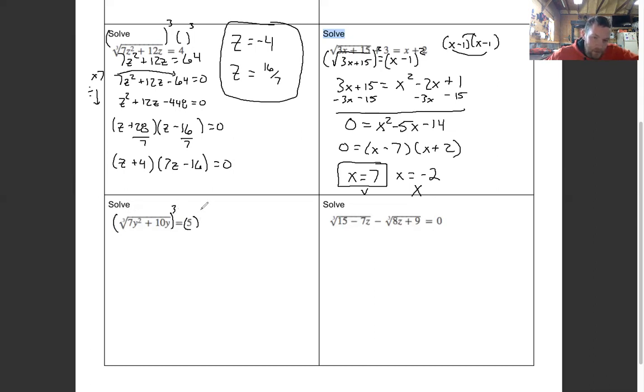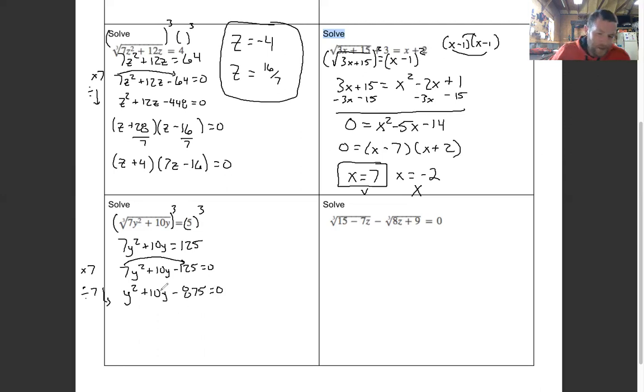All right, here we go. Cube both sides since it's a cube root. So I'm left with 7y squared plus 10y is equal to 5 cubed, which is 125. Move it over, set it equal to 0: 7y squared plus 10y minus 125 is equal to 0. I'm going to use the slide method again. Take 7, slide it over. I multiplied by 7, so at the end I need to divide by 7. When I slid it, it became y squared plus 10y minus 875.